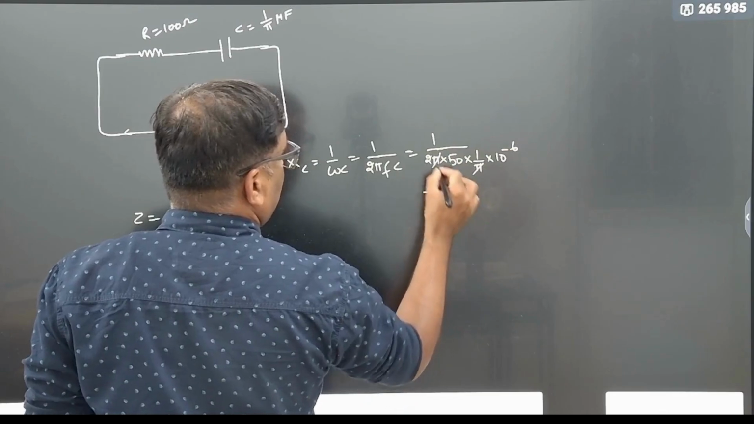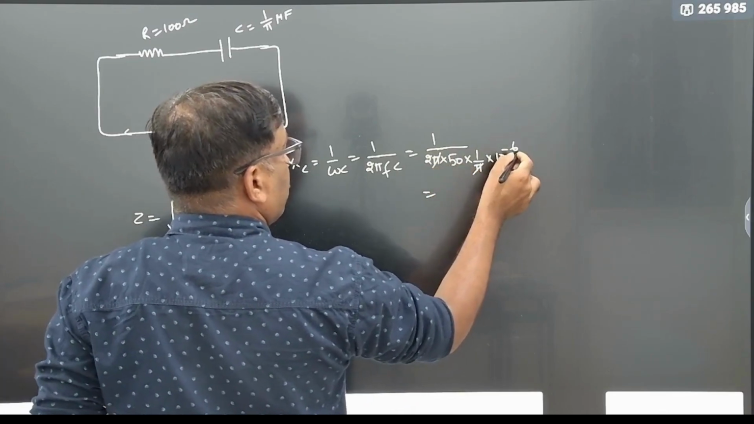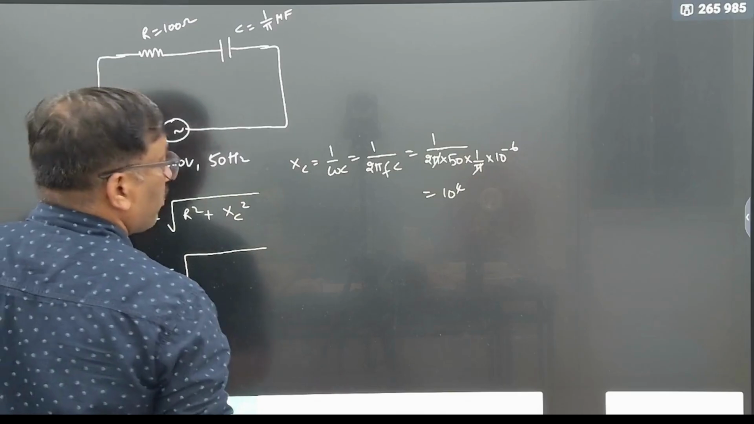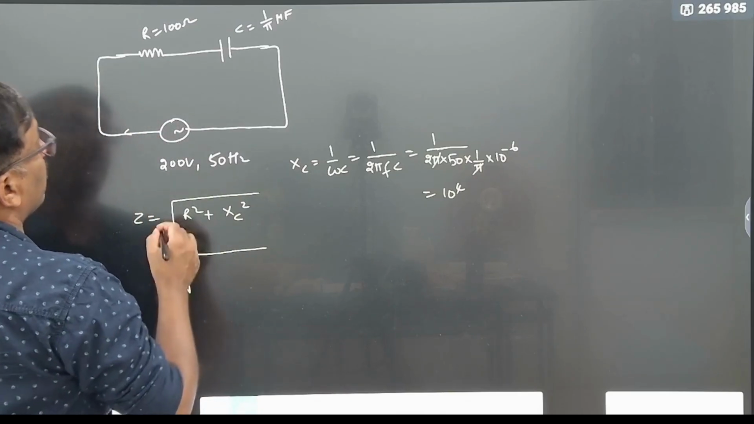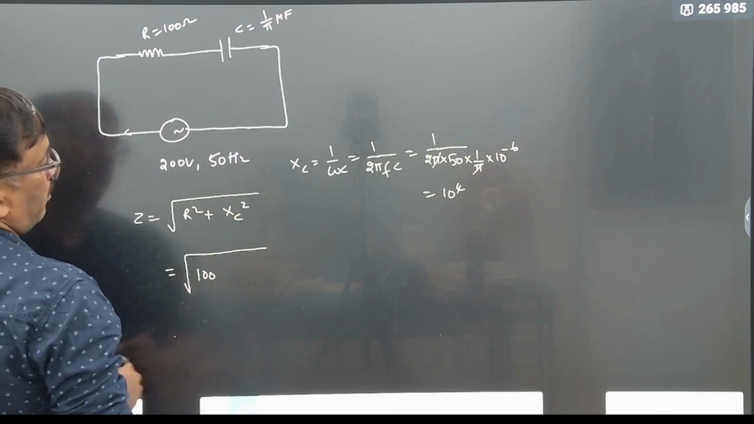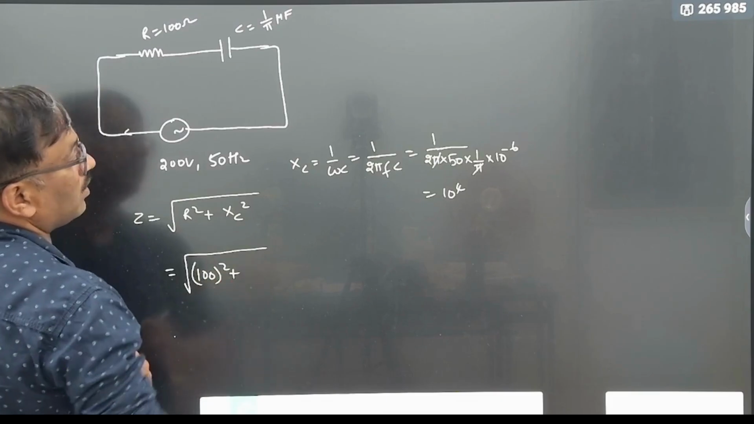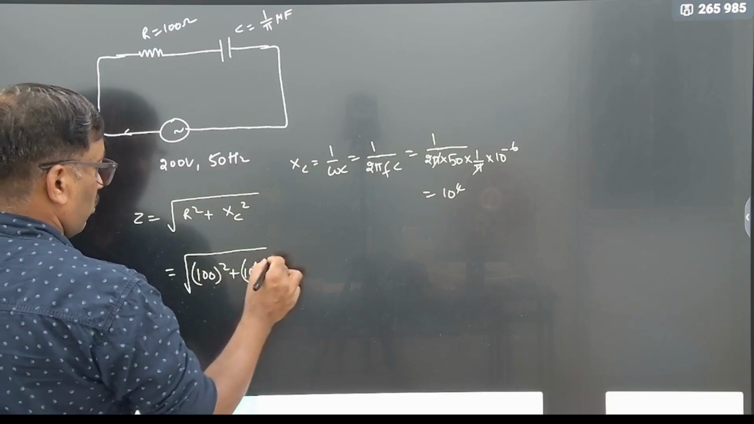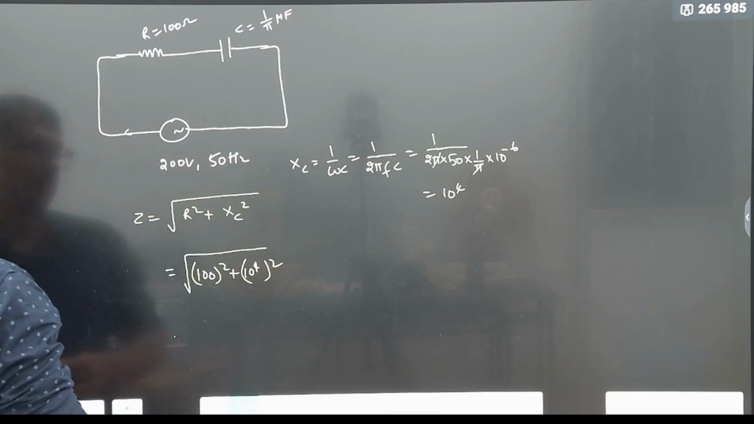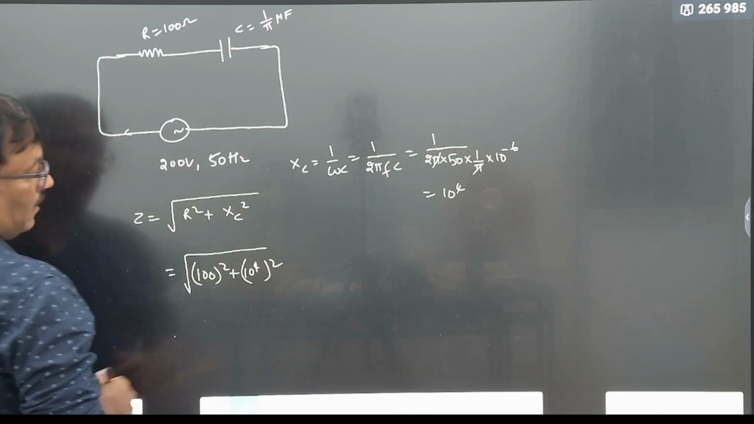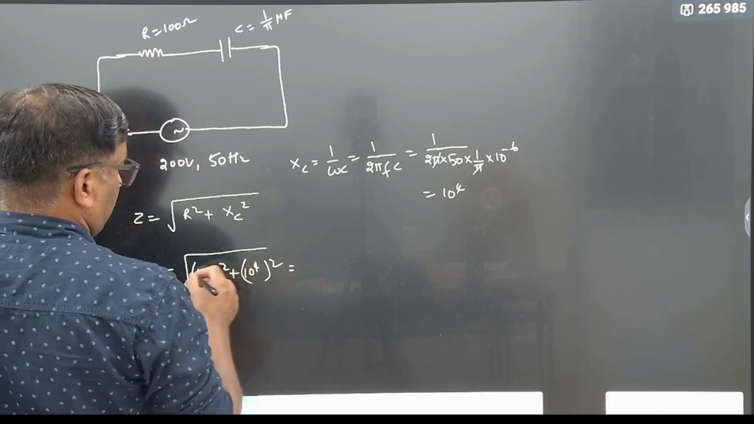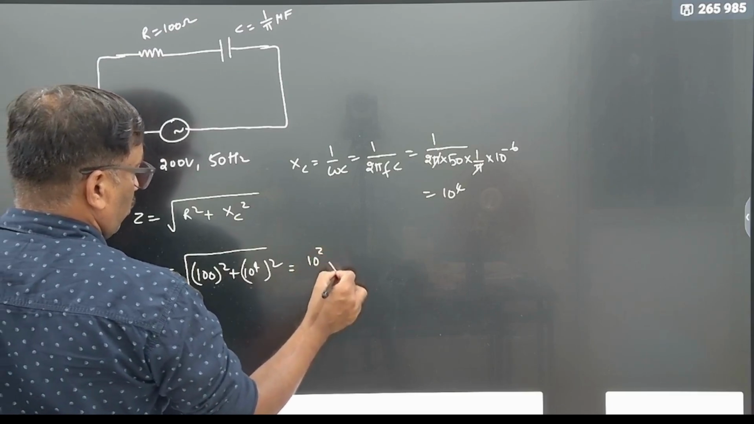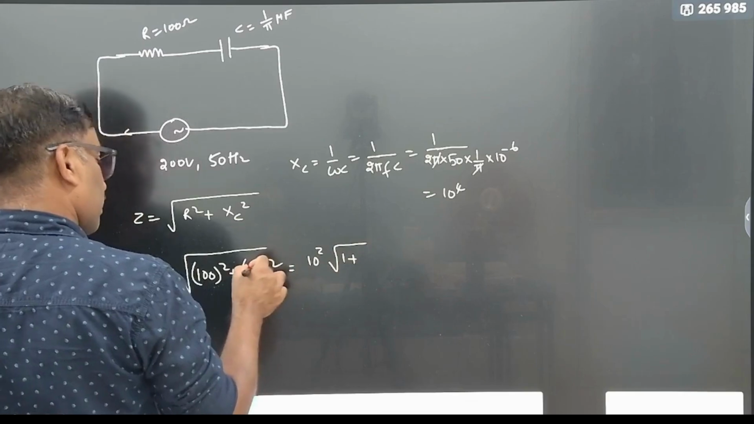Pi cancels out, so 100, which means 10 to the power of 4. So how much will the impedance be? Root of 100 whole square plus XC, which is 10 to the power of 4, whole square. It is very huge. Clear? So therefore you can write it as 10 to the power of 4 taken out, 10 to the power of 2 root of 1 plus 10 to the power of 4.